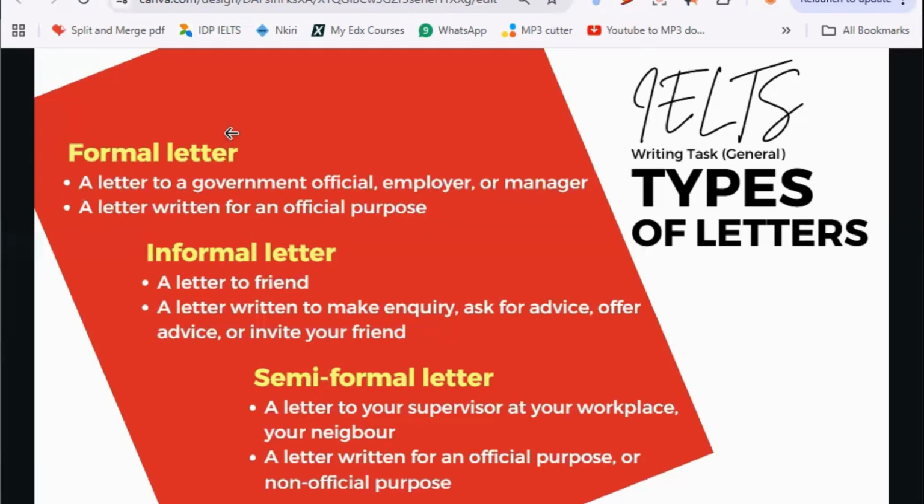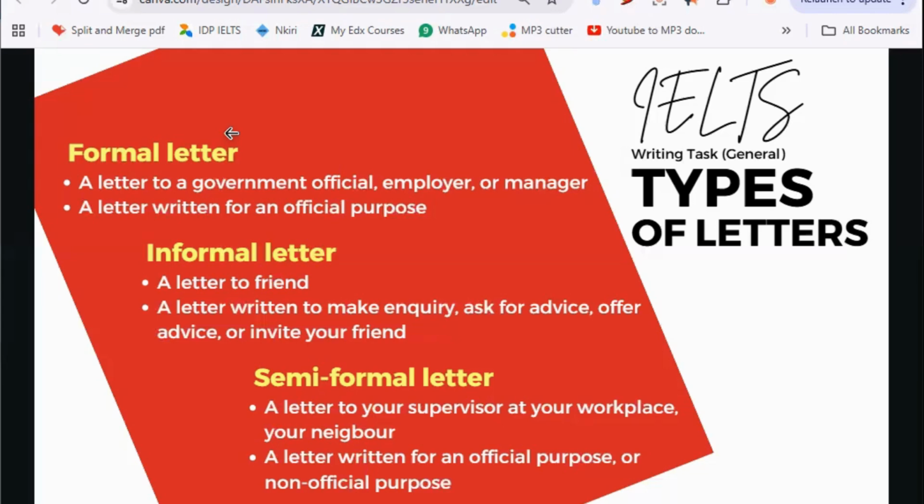For a semi-formal letter, even though you know the person, you prefer not to relate to the person on a first name basis. You want to keep things more regulated. You don't want to be too free with the person. You understand? So in a semi-formal letter, you relate with them using their last name. It could be for an official purpose, for example writing to your supervisor at work, or for a non-official purpose, maybe writing to your neighbor. Do you understand? So these are the three types of letters that we have: formal letter, informal letter, semi-formal letter.